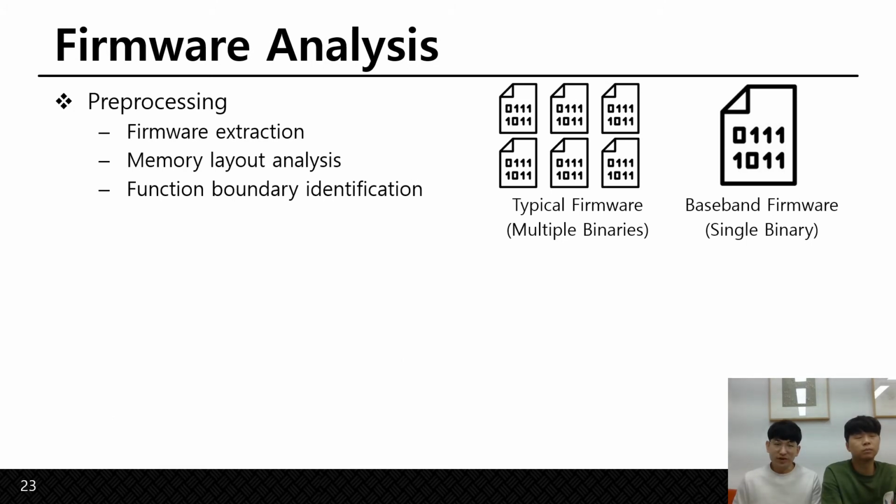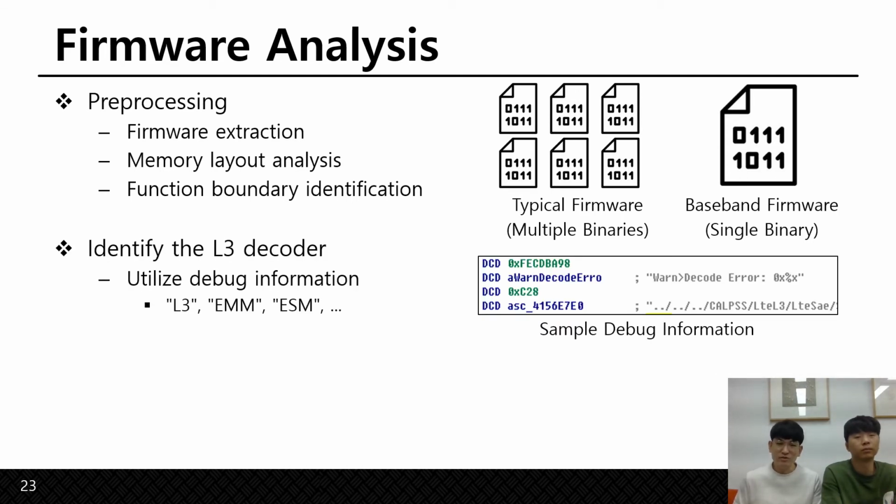To analyze firmware, we first extract the firmware image. Baseband software works as a single binary as a real-time operating system. Therefore, we analyze its memory layout and identify function boundaries. Then, we find the decoder function utilizing debug information. For example, in the right figure, there are multiple debug strings, so we searched words like L3 or EMM.